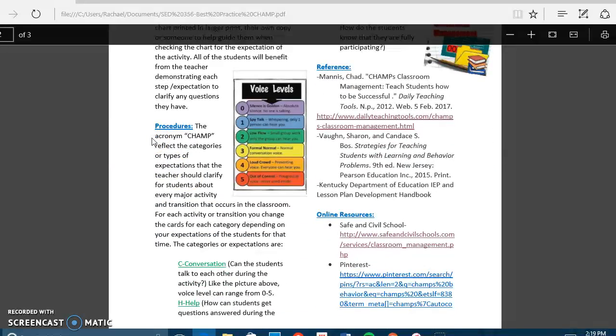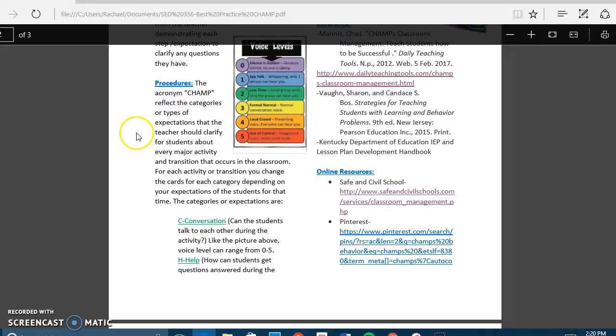So your procedures. The acronym CHAMP reflects the categories or types of expectations that the teacher should clarify for students about every major activity or transition that occurs in the classroom. So this can be whole class activities, small group, independent. It can even be walking in the hallway or while they're in the bathroom, different things like that. So your categories or expectations.